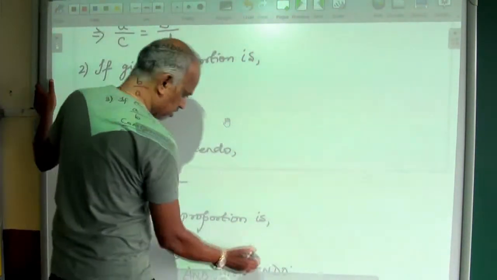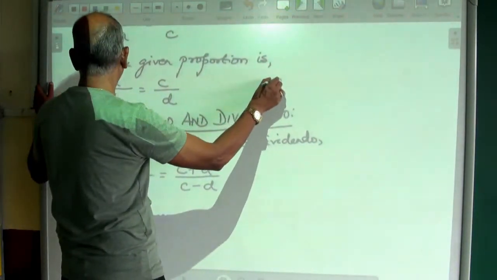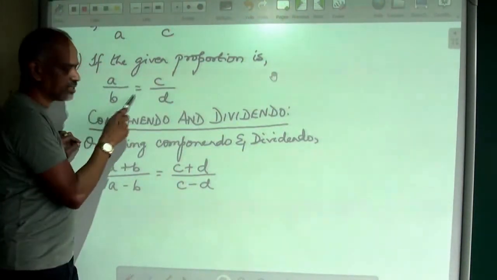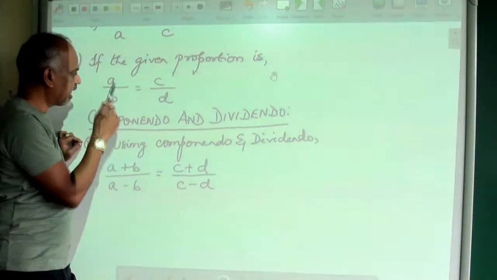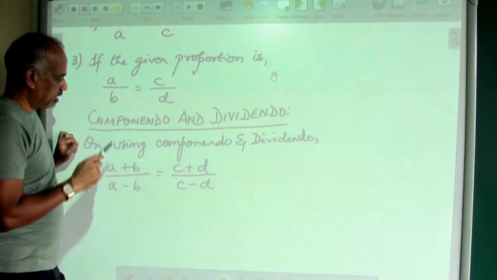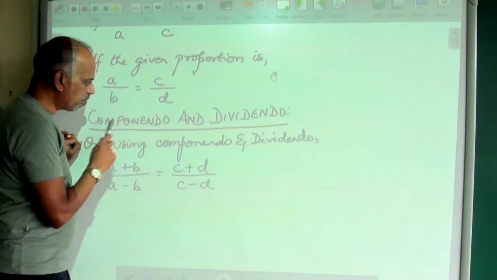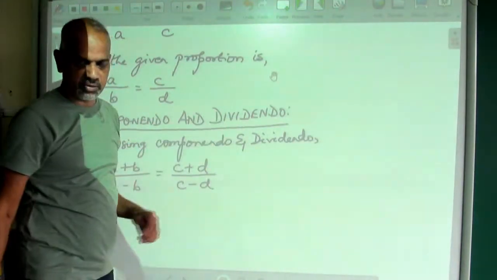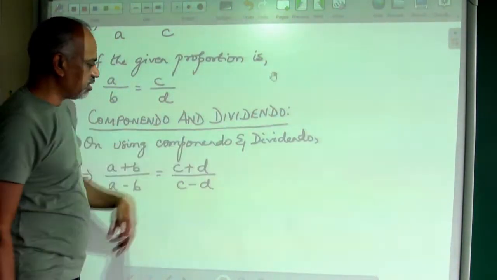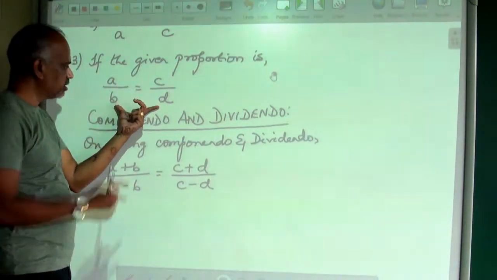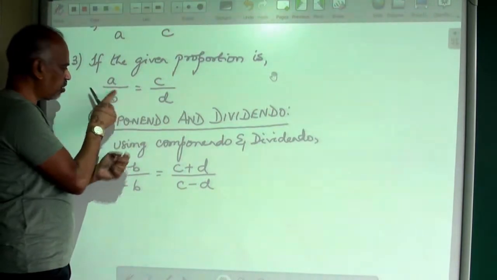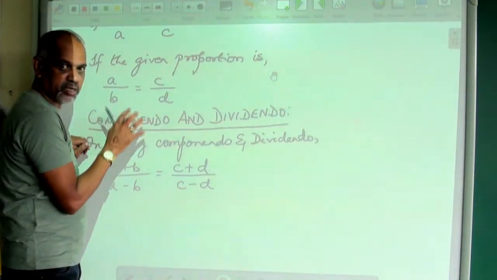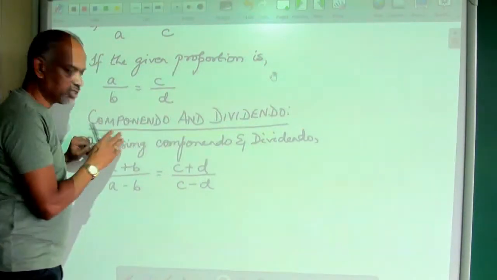And the third property is a combination of two properties. Again, for the third one, if the given proportion is A by B is equal to C by D, I have taken the same proportion. The third property is called componendo and dividendo. It's a combination of two properties. One is componendo, the other one is dividendo. So on using componendo and dividendo, this is what will happen to the ratio. Here, the numerator is A, denominator is B. Here, the numerator is C, denominator is D. If you use the property componendo and dividendo, this is what it will change to.